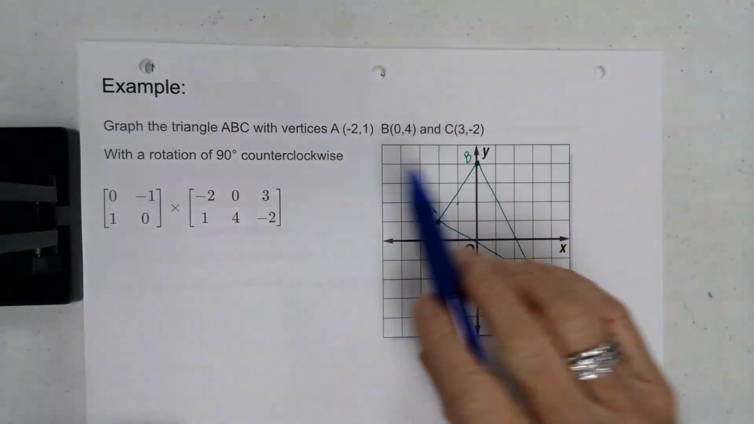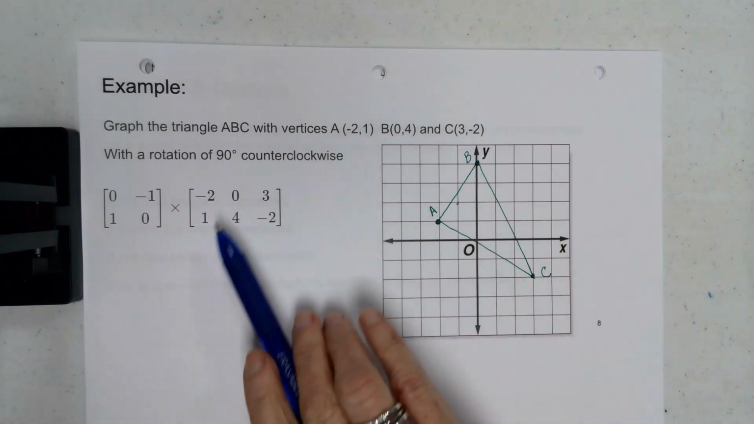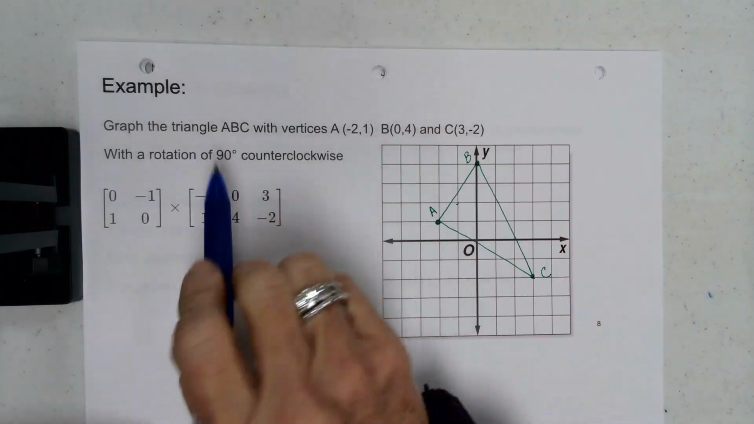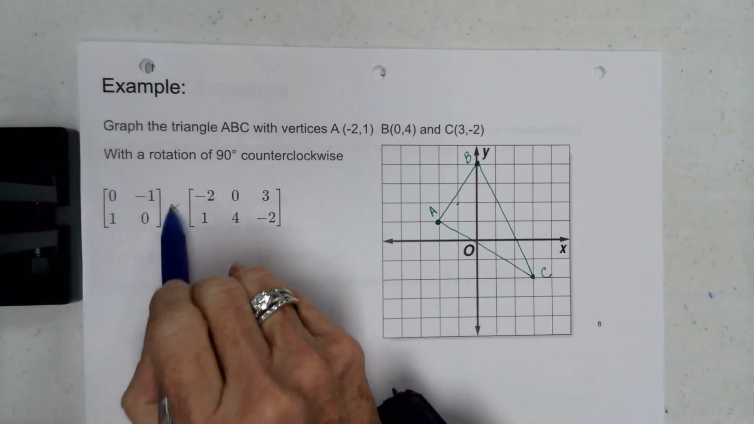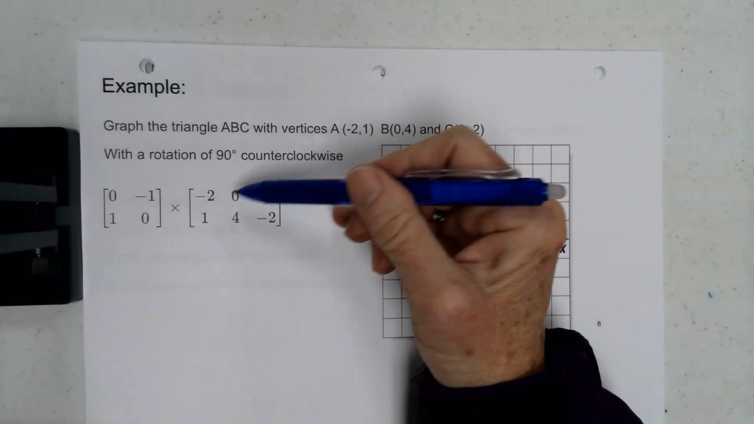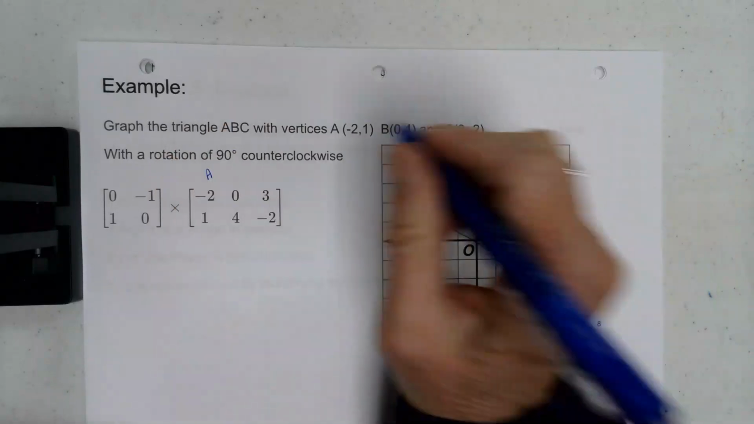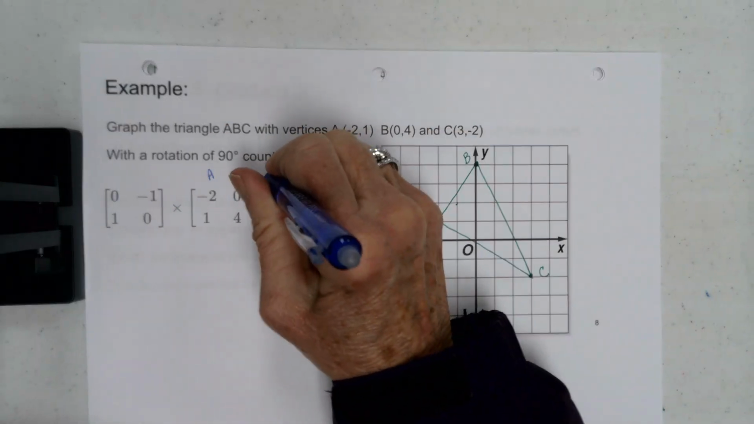Same triangle that I've been using, ABC, and I want to have a rotation that is counterclockwise by 90 degrees. Well, this is the 90-degree rotation matrix. This is your X, Y, X, Y, X, Y. So if you will, this is A, this is B, and this is C.